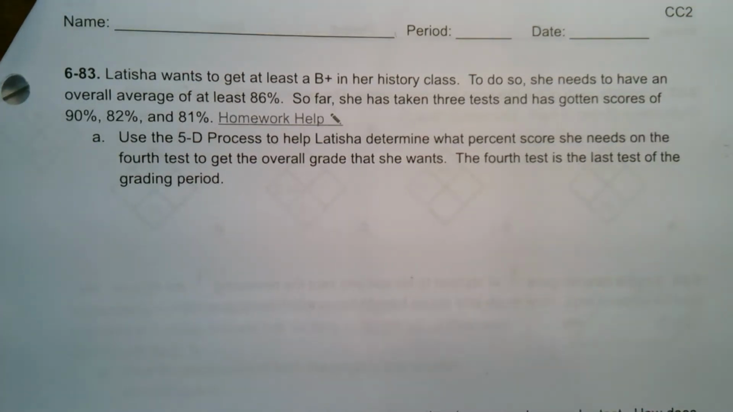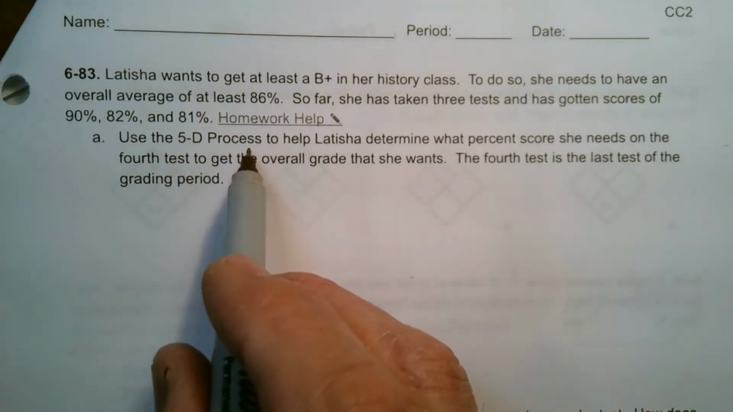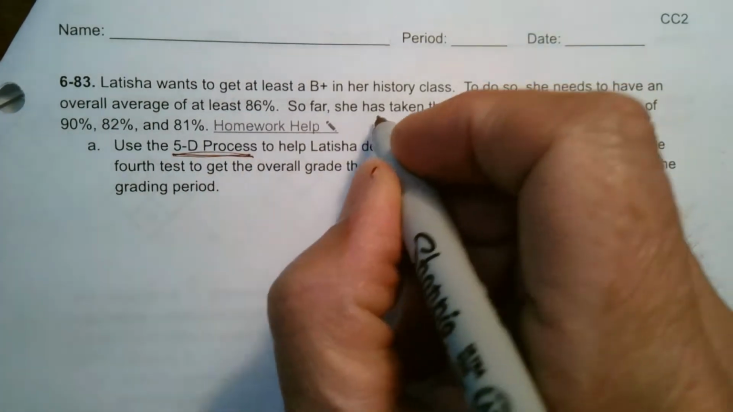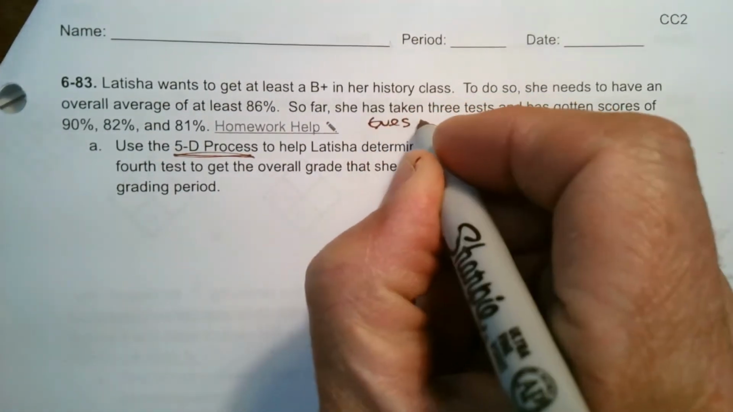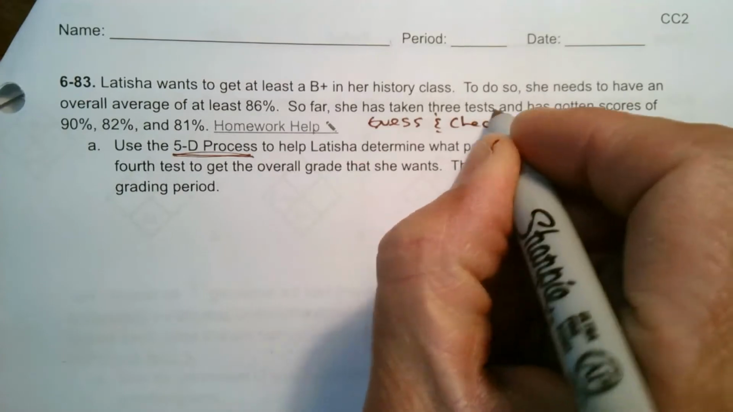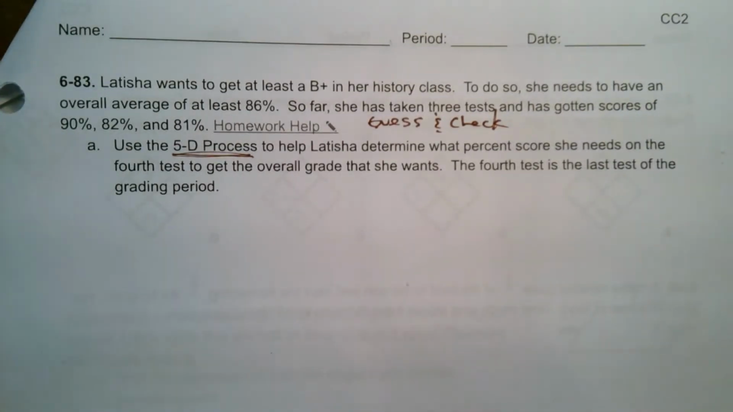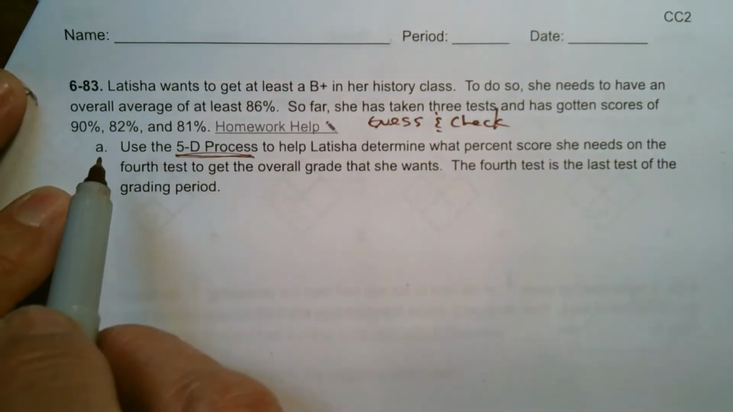We are looking at a word problem, and they're going to encourage us to use the 5D process, or I also call this process the guess and check process, right? Where you're going to create a table, guess based on what information you have, and then check it based on the process here. So let's read it.